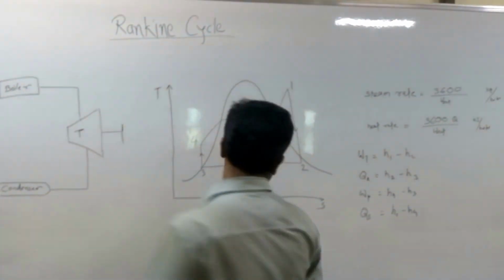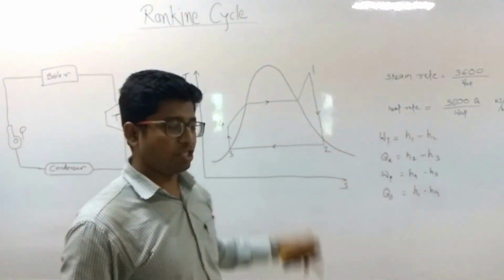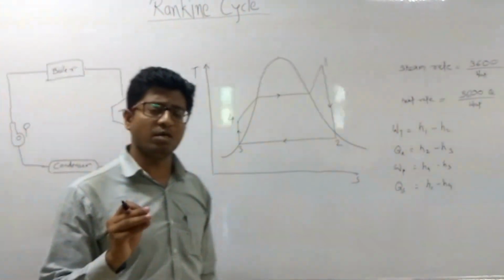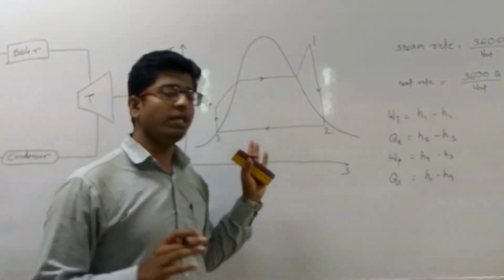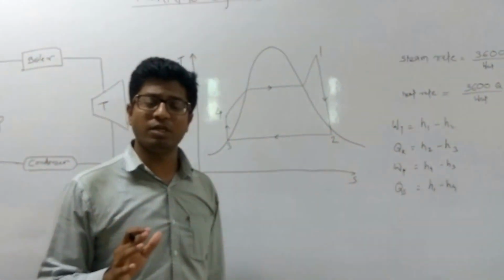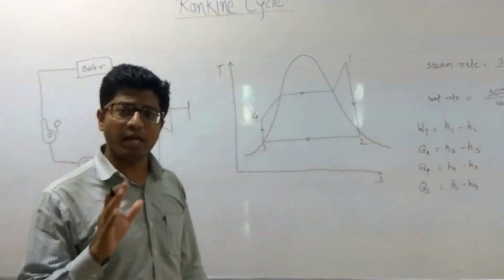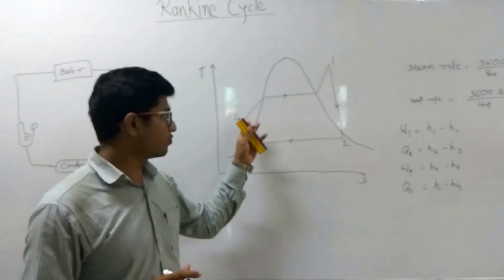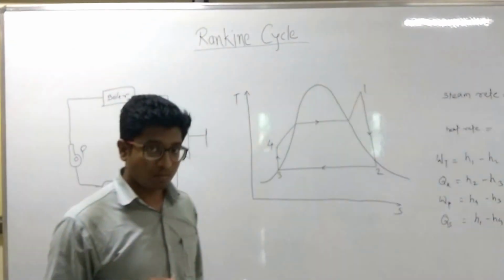The 4 processes: process 1 to 2 is nothing but reversible adiabatic expansion. Process 2 to 3 is constant pressure heat rejection. Process 3 to 4 is reversible adiabatic compression, and process 4 to 1 is constant pressure heat addition.